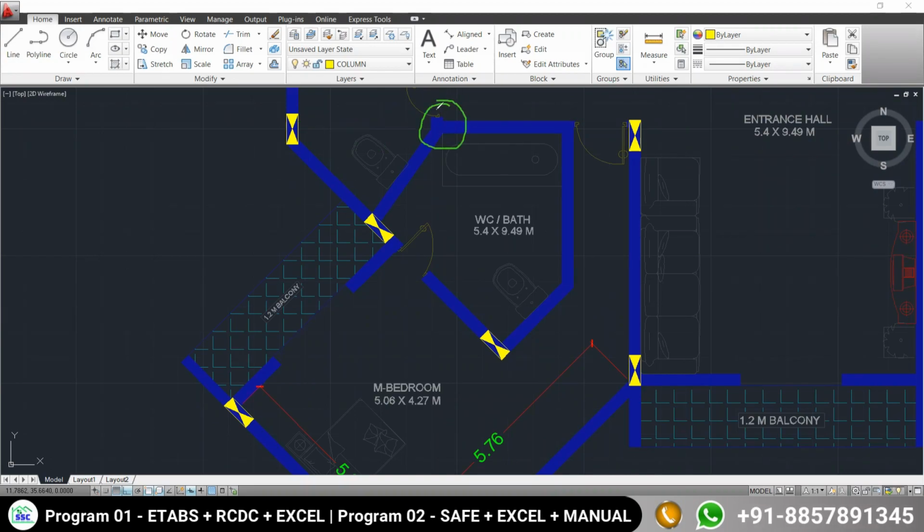Hello. Here three walls are coming. One wall from this side, one wall from this side, one wall coming from this side. So we have to provide the column here also. So just go to clear this and take the column.